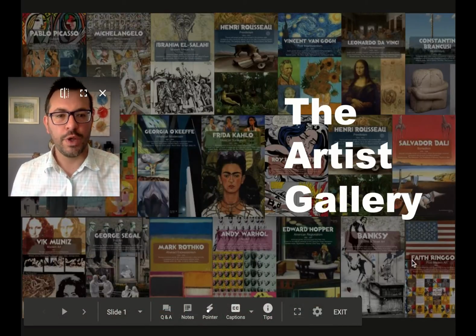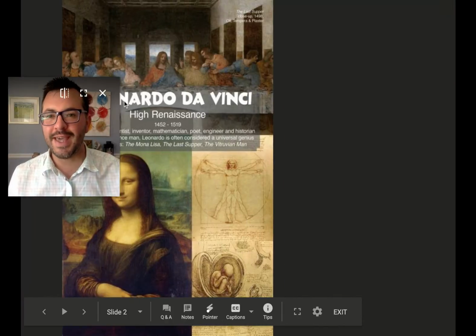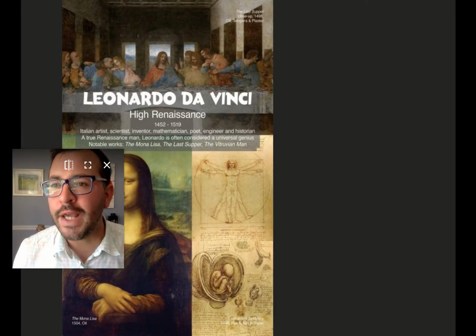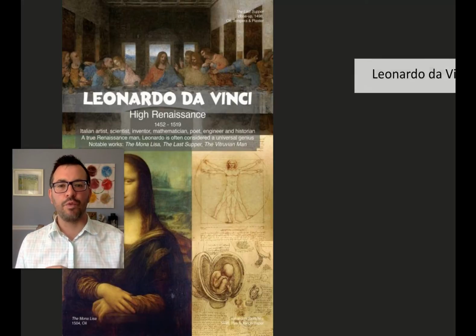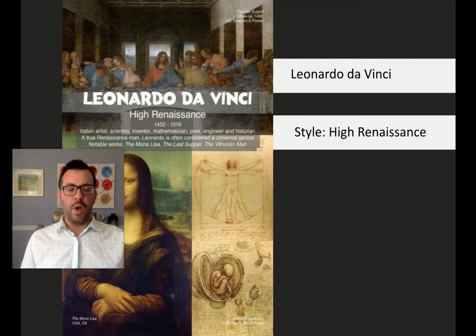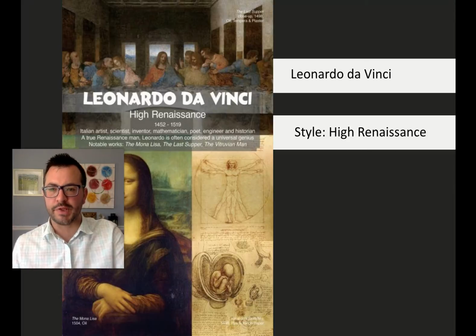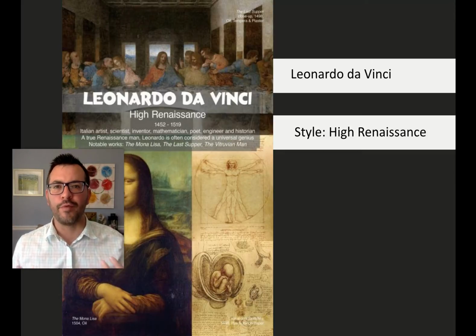So we are going to begin today with Leonardo da Vinci. Now, Leonardo da Vinci is a Renaissance man. He was obviously an artist of the High Renaissance, which took place right after the medieval times. This is a rebirth of humanism, of religion, of science and ingenuity.